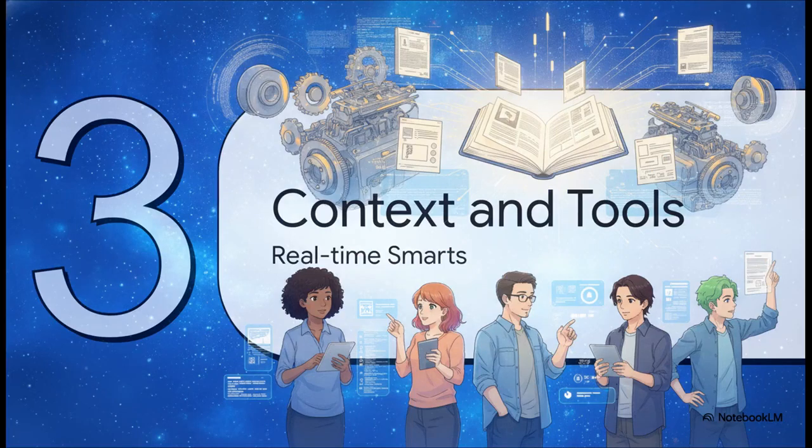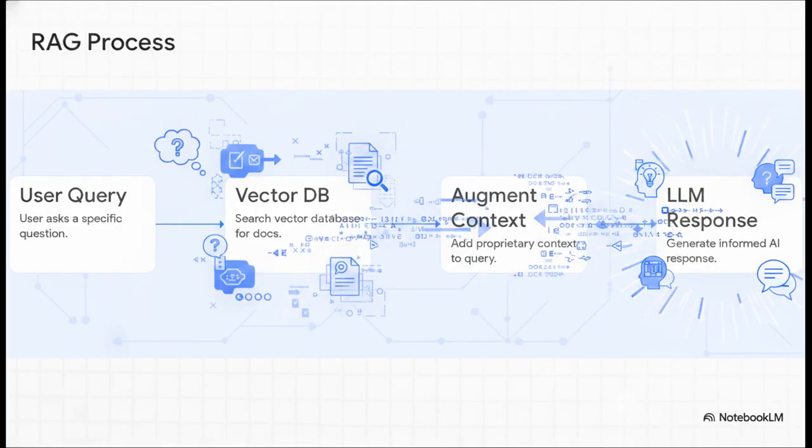All right, Section 3, adding context and tools. Because sometimes, as an engineer, you don't actually want to rebuild the engine or permanently alter its weights. You just need to hand it the right instruction manuals exactly when it needs them. And that brings us to Retrieval-Augmented Generation, or RAG. At runtime, when a user asks something like, "Hey, why is my refund delayed?" your server doesn't just blind fire that query to the LLM.